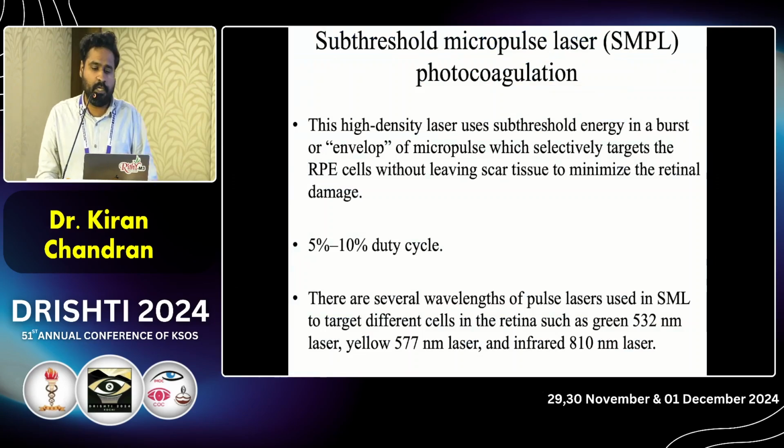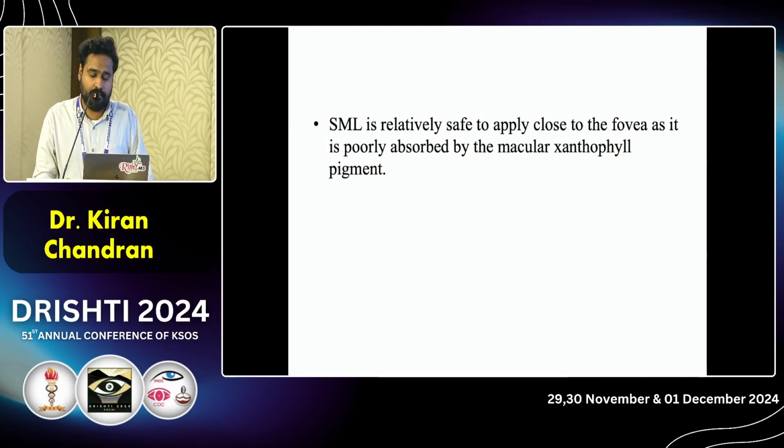So subthreshold micropulse laser uses subthreshold energy in a burst of micropulse. It selectively targets the retinal pigment epithelium without leaving much residual damage to the retina. The duty cycle commonly employed is in the range of 5 to 10%. There are several wavelengths of laser which are used to target different cells in the retina, such as green, yellow, and infrared, as you know. So the subthreshold micropulse is relatively safe to apply close to the fovea, as it is poorly absorbed by the macular xanthophyll pigments.